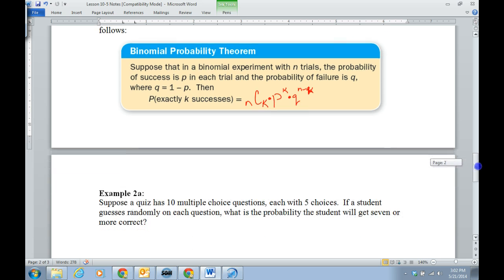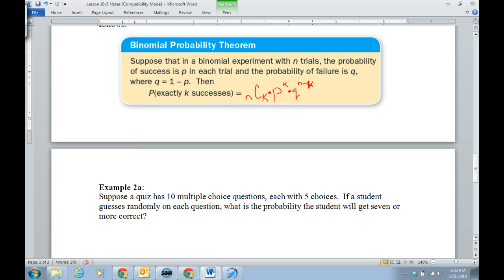But let's try number 2. Suppose a quiz has 10 multiple choice questions, each with 5 choices. If a student guesses randomly on each question, what is the probability the student will get 7 or more correct? Now we mean randomly. They're not actually reading the question and trying to figure out the answer. They're going through and making a Christmas tree or something. They're not even thinking about it.